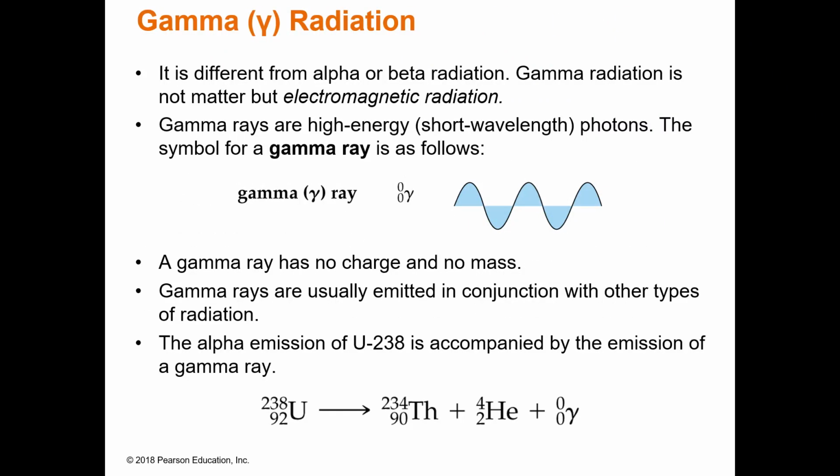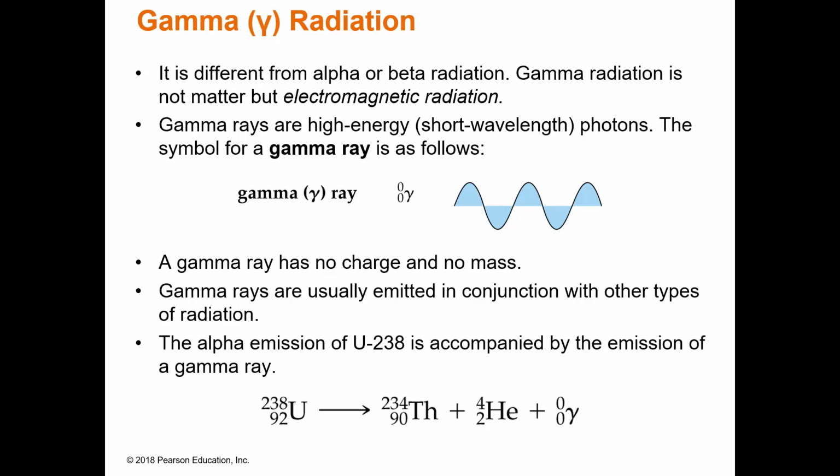Now gamma rays are in a league of their own. They're not particles like alpha or beta. They're a form of high-energy electromagnetic radiation. Think of them like supercharged X-rays. Gamma rays often get released alongside alpha or beta particles. They don't change the atom's identity, but they do help the atom shed excess energy after a decay.